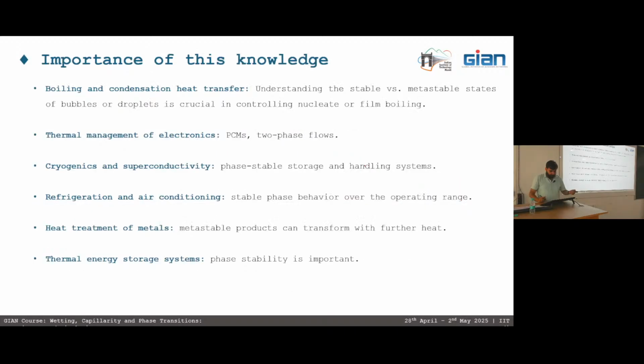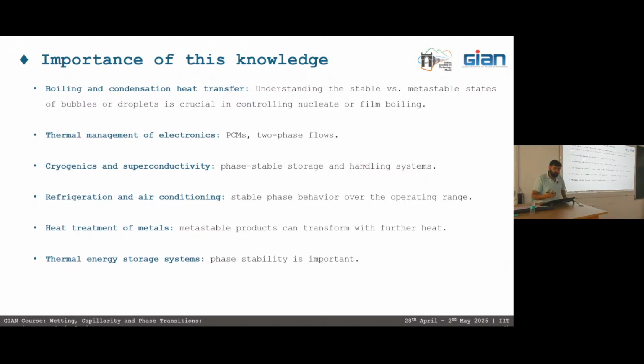Why are we studying this? What is the importance of studying these metastable states and phase stability? Well, their knowledge is important both for engineers as well as for researchers. They have applications in mostly all the domains covered in mechanical engineering.